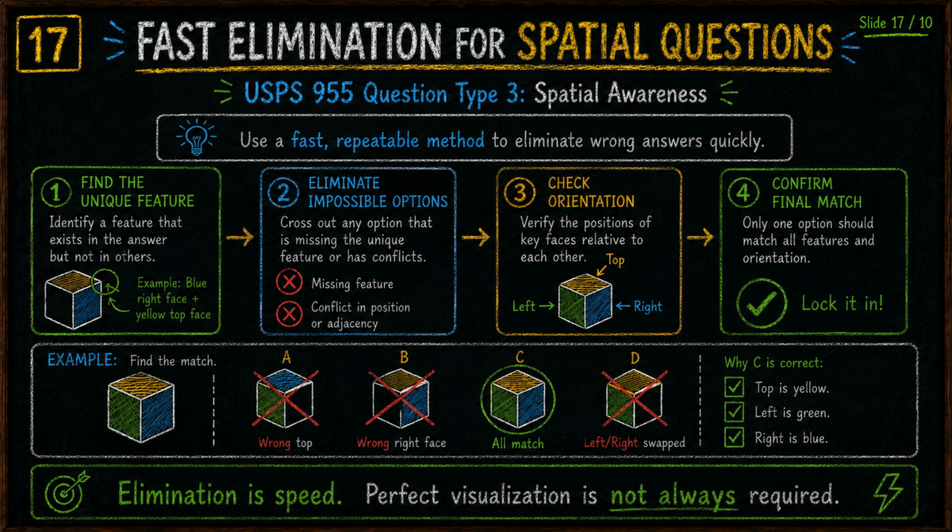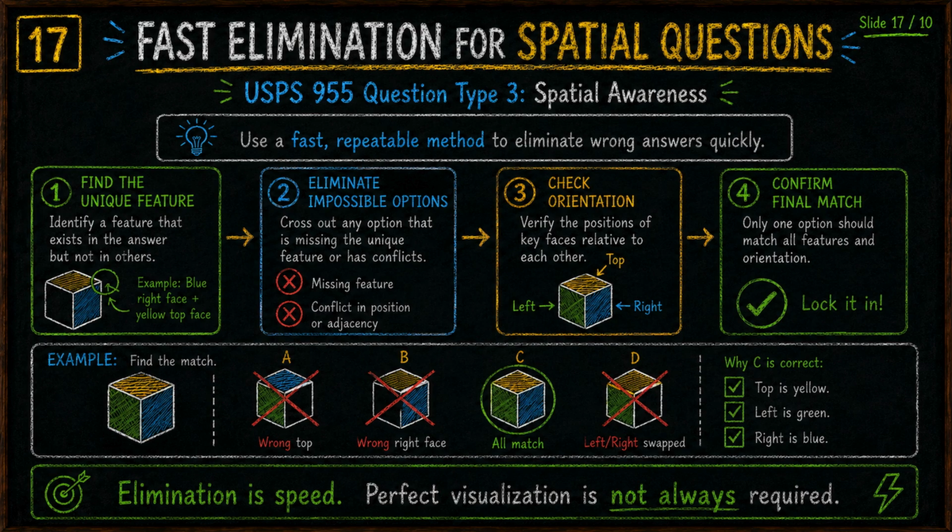Step 2. Eliminate impossible options. If the option is missing that feature, cross it out. If the feature is on the wrong side, cross it out. If the faces are not adjacent when they should be, cross it out. If the shape is mirrored when it should be rotated, cross it out. Step 3. Check orientation.